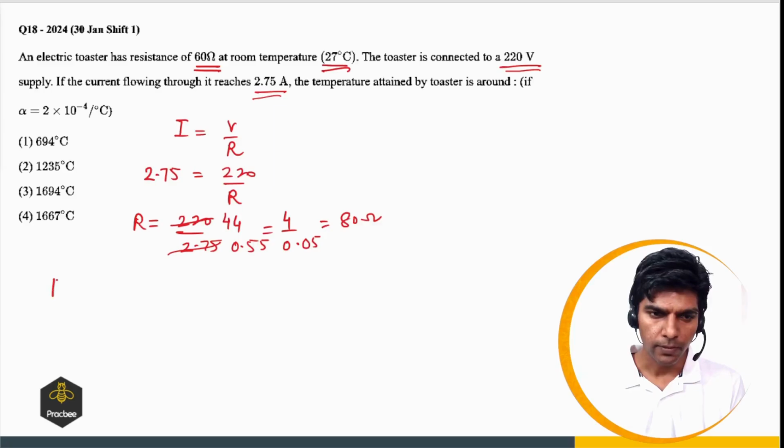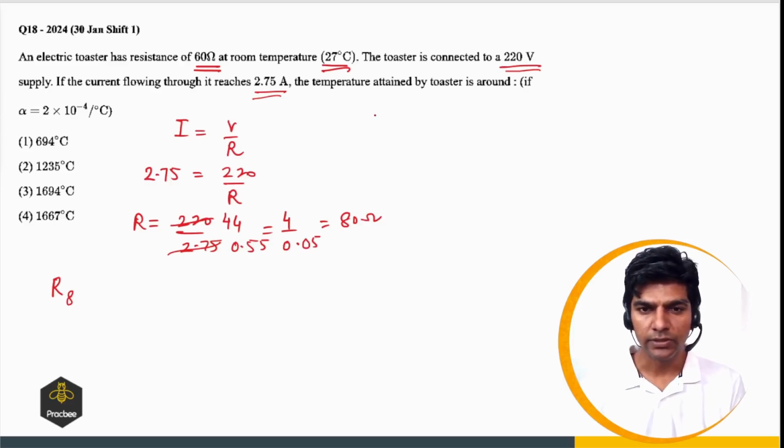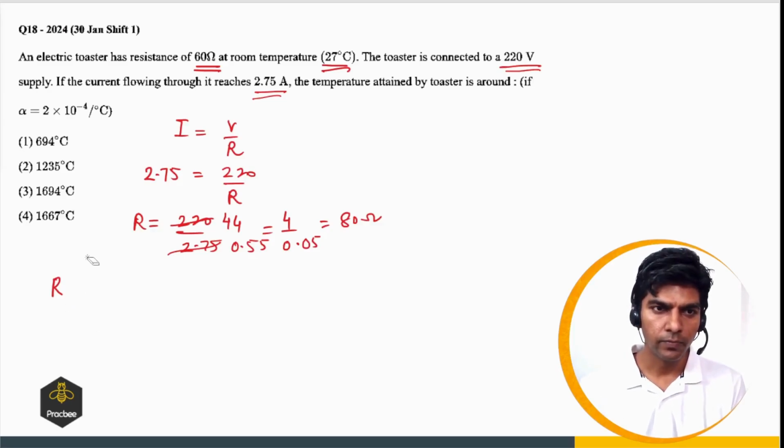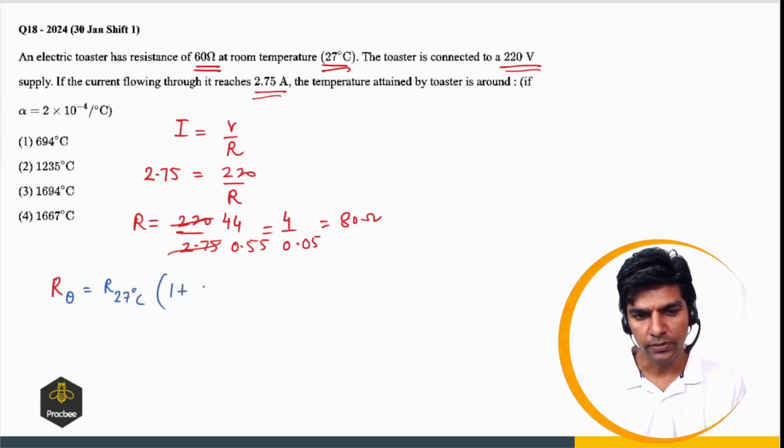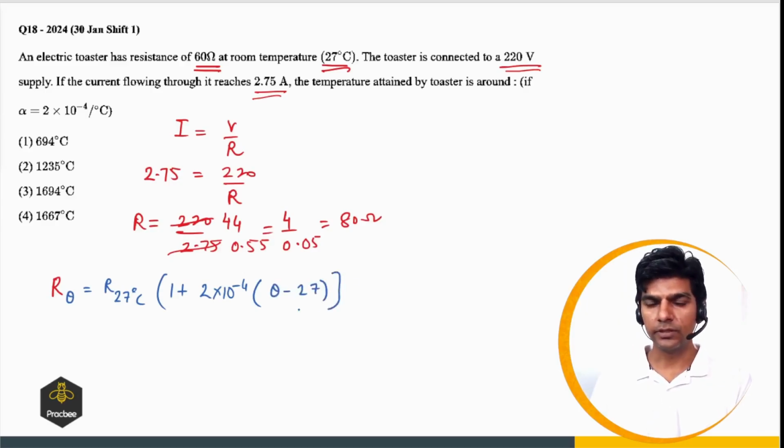So what we can do, we can write resistance at new temperature. So basically we have to find the temperature attained. So what we can do, we can say resistance at temperature theta is equal to resistance at 27 degrees Celsius times 1 plus a, the temperature coefficient, which is given as 2 into 10 raised to power minus 4, times theta minus 27. Okay, so change in the temperature.